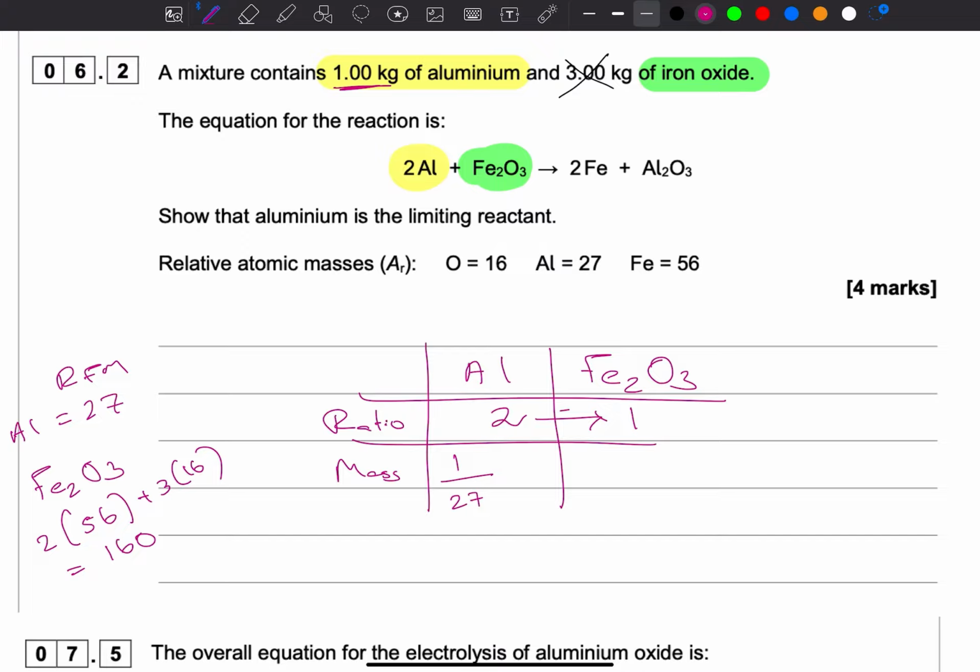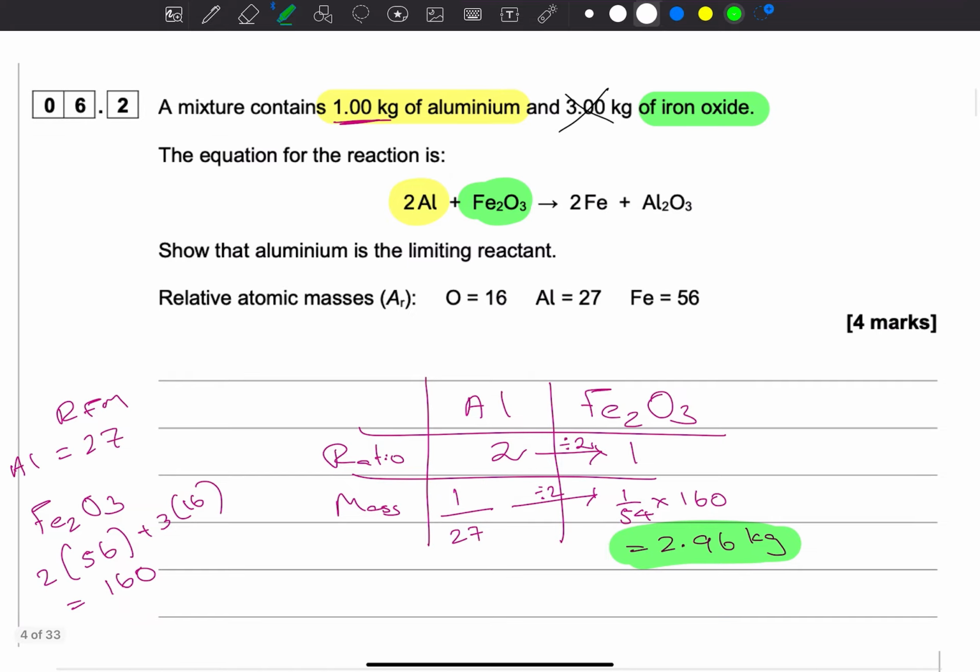2 to go to 1, what do you do? You just divide it by 2. Divide this guy by 2 then. Remember, in here you're allowed to times or divide always. So 1 over 27 divided by 2 gives you 1 over 54. Then what do you do? Times it by the relative formula mass of this, which is 160. Times it by 160, which gives you an answer of 2.96. 2.96 kilograms, remember. Look at this.